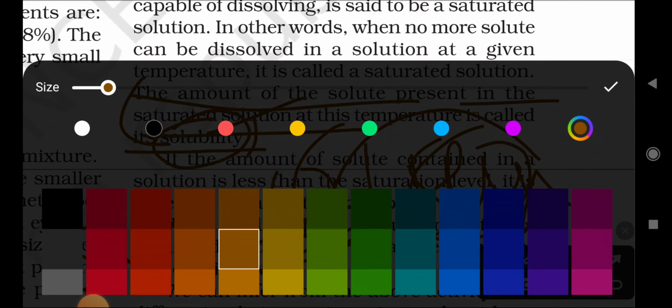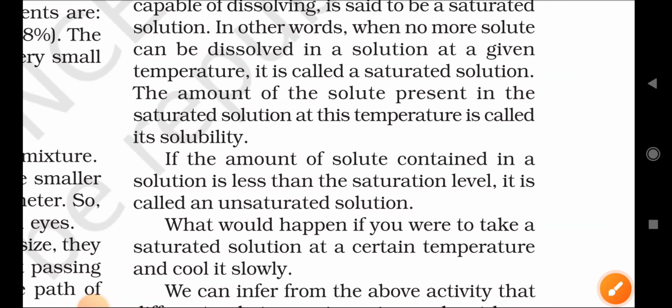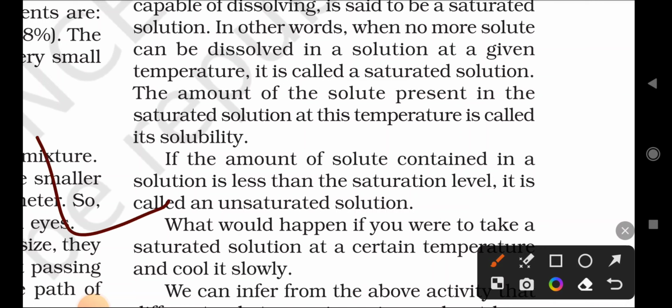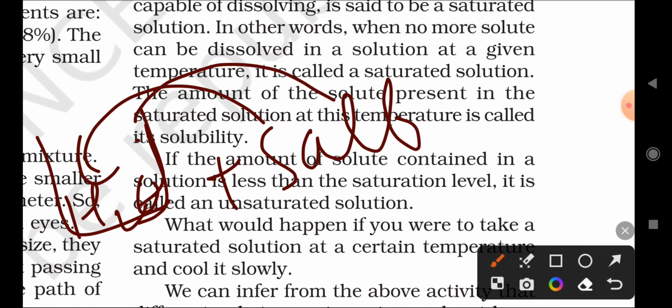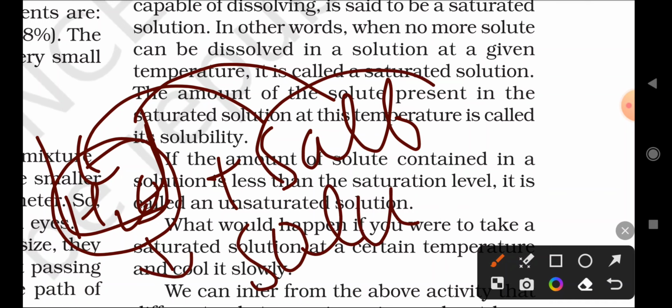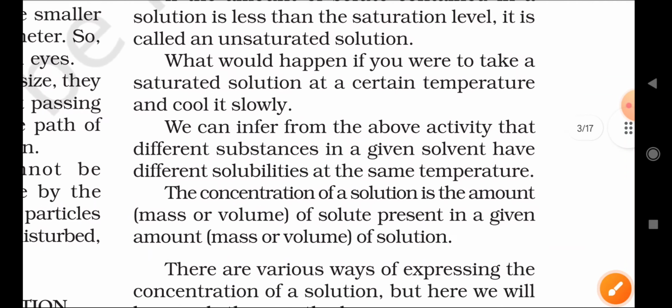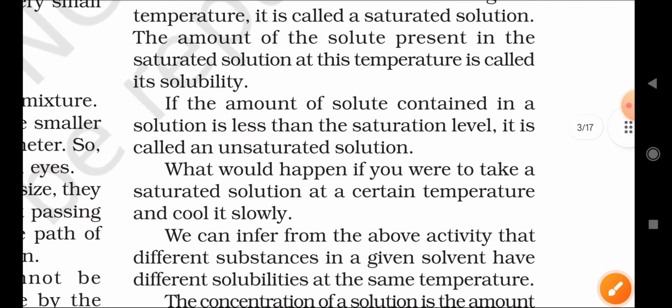For a simple case, one container is there. In that container we are adding water already, plus we are adding salt to it. So how much salt is present in this container? It is a saturated solution, so that is termed solubility. How much salt is present in this solution is called solubility.